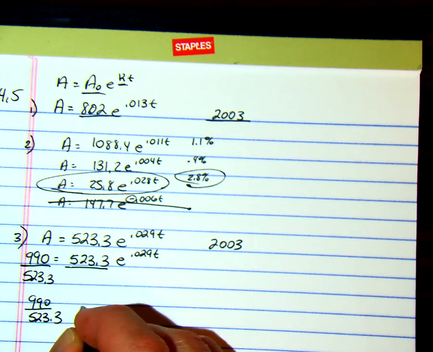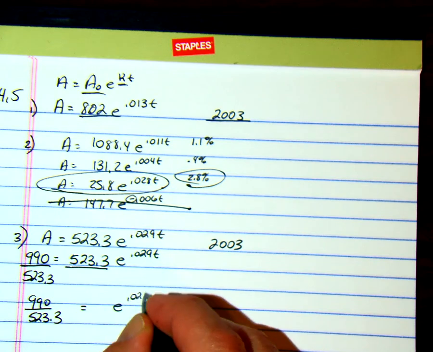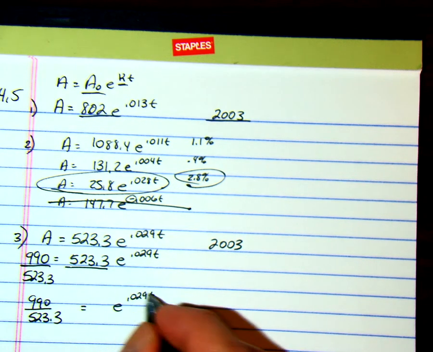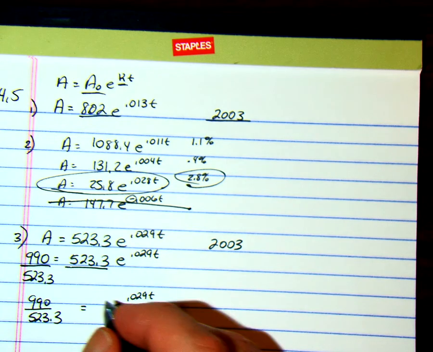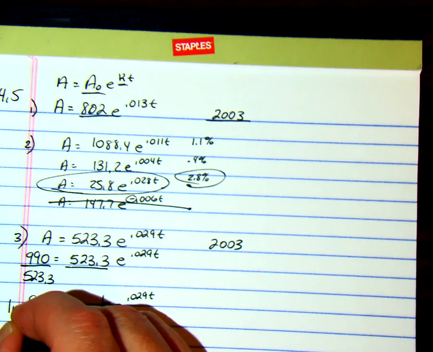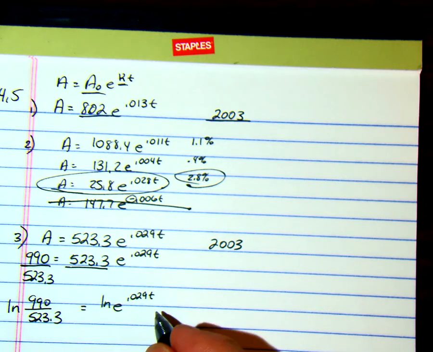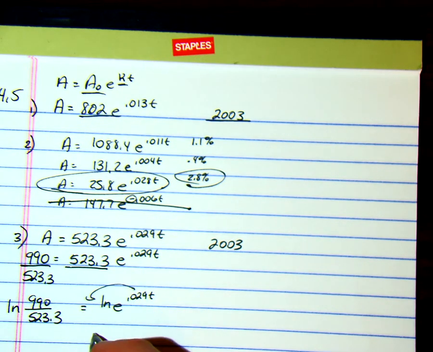Okay? And over here on the right, we have e to the 0.029t power. It's up in the exponent. I've got to get it out of the exponent. We're going to get it by being a lumberjack. I'm going to natural log. We're going to chop down the tree. We're going to natural log both sides, so I can rotate this out in front.